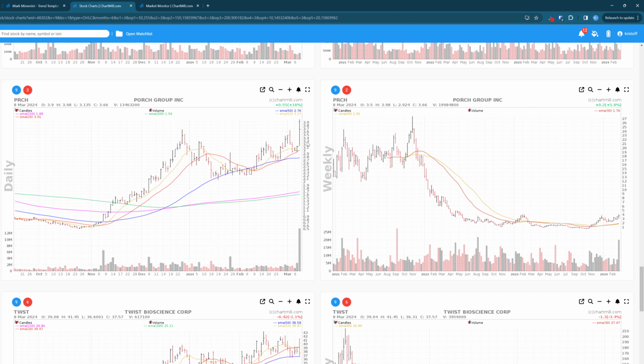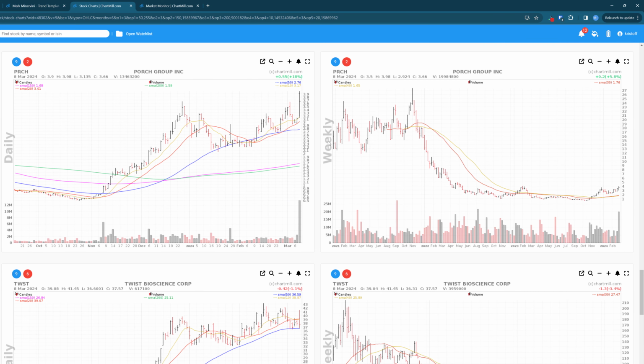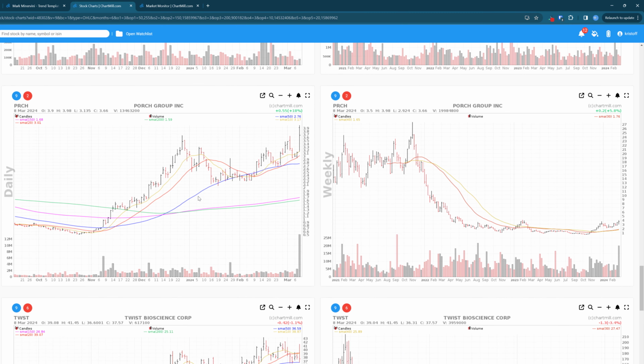Porch Group, a very strong move, 18%. So not a good setup now, but it's on my watch list because of the weekly chart. So this could definitely be the beginning of a new stage 2 uptrend. So I would like to see some inside days, some tightening price action, and then it can create a low risk setup. So that's why it's on my watch list.